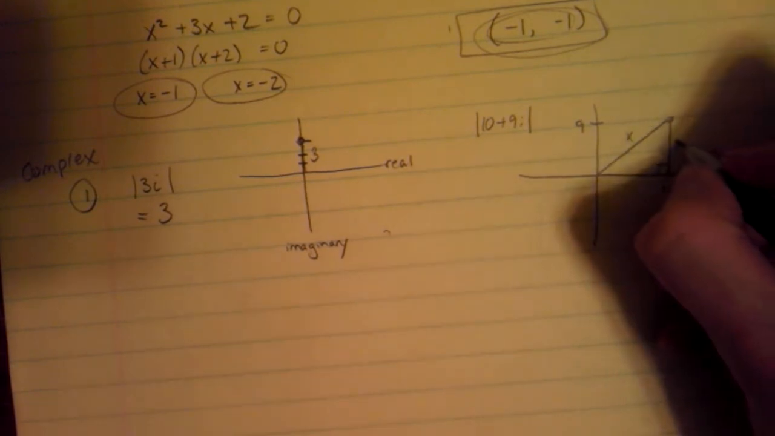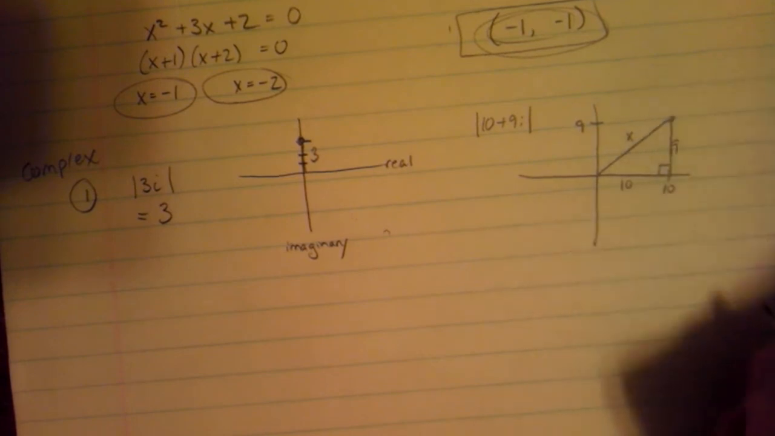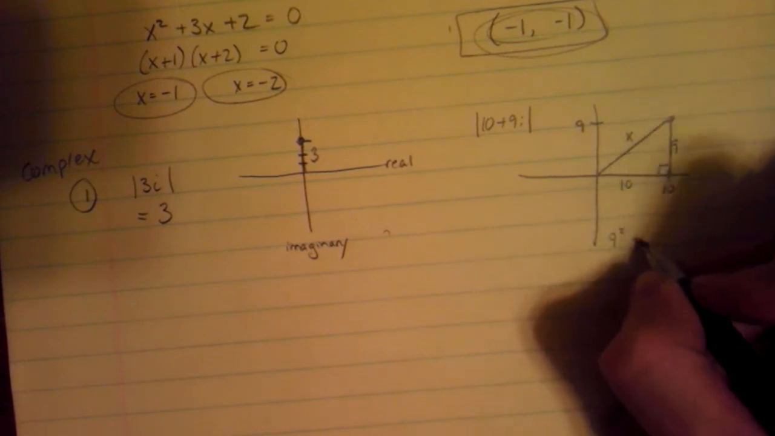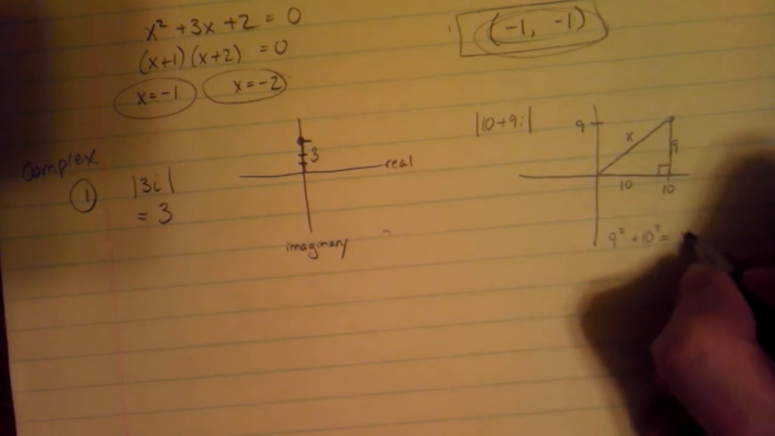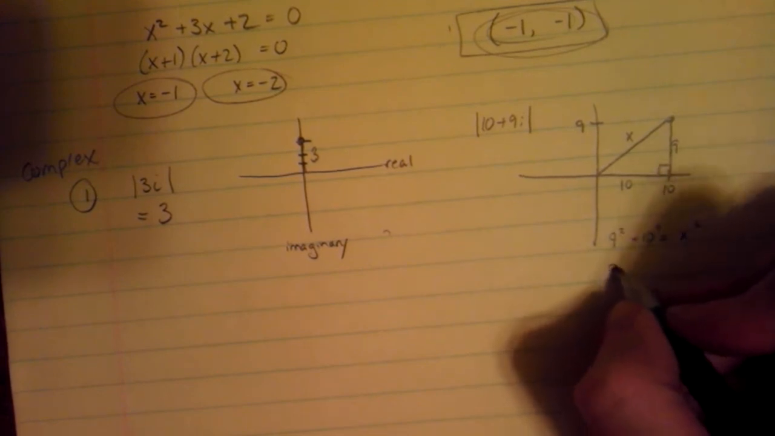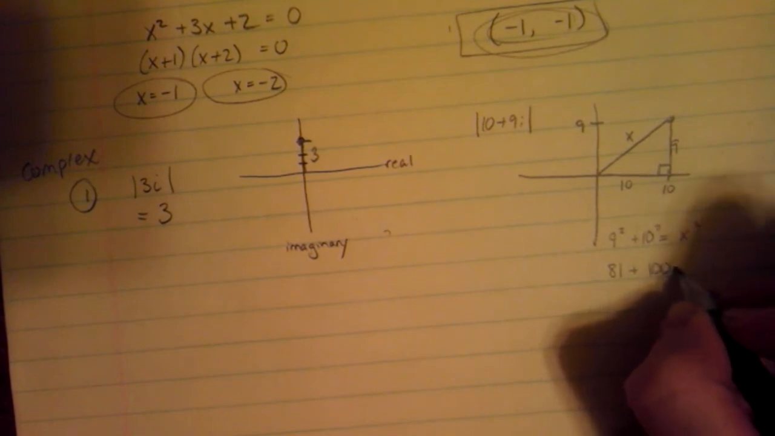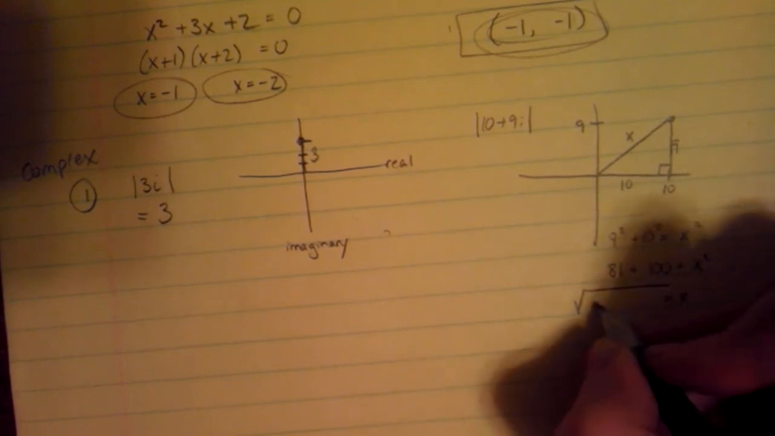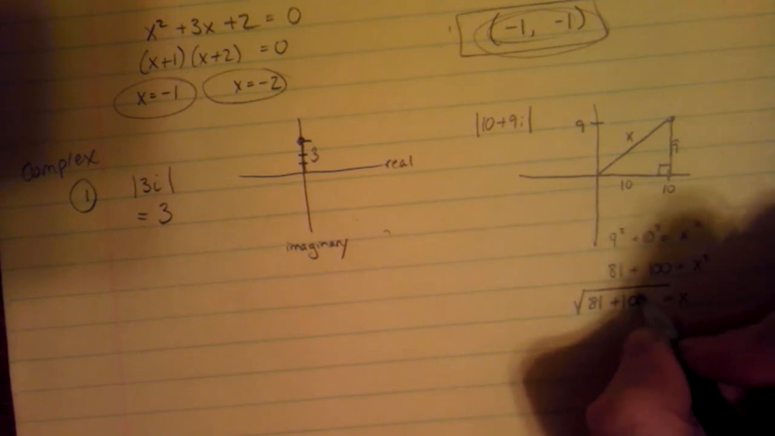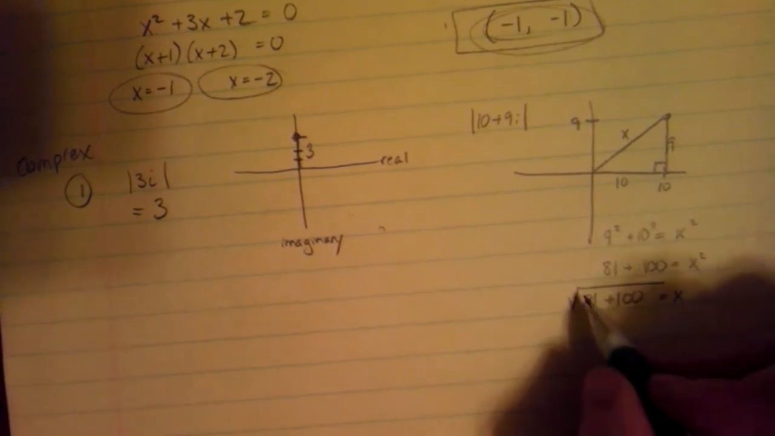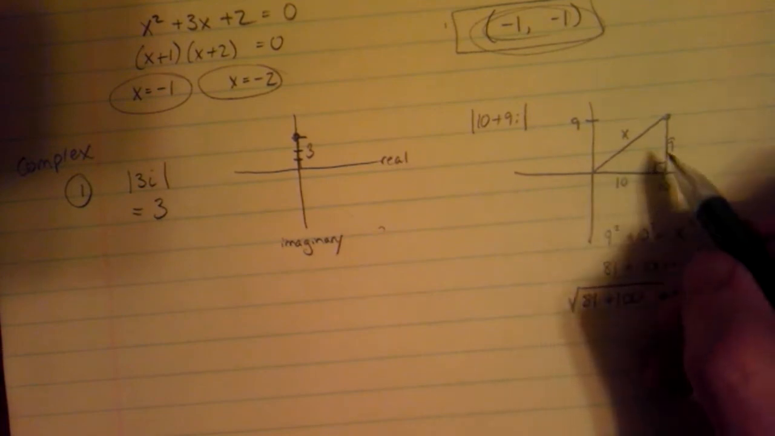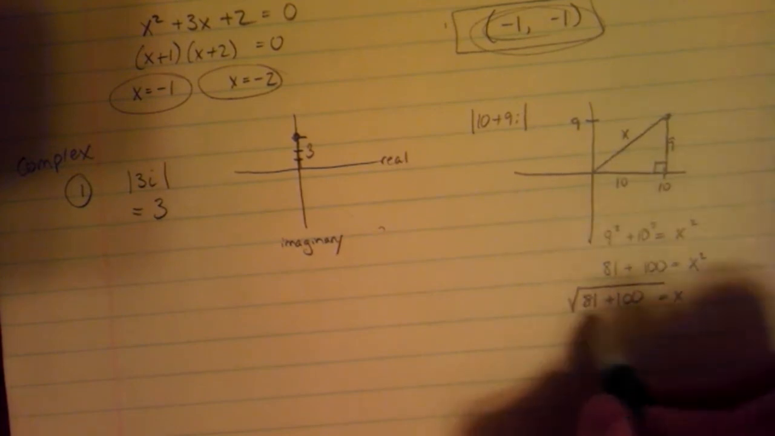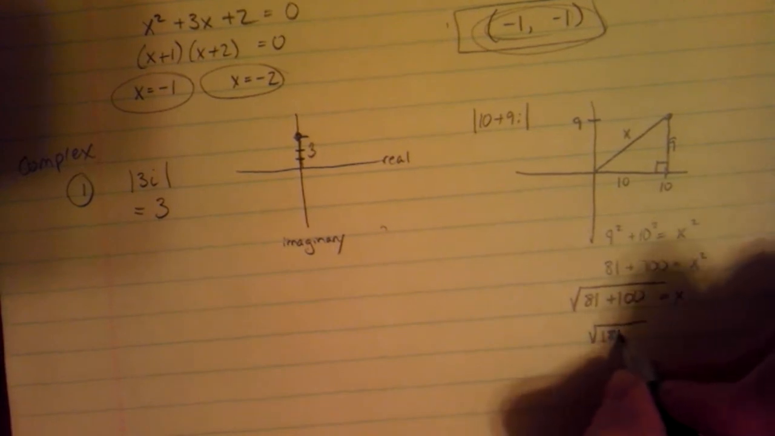So the height here would be 9, the base would be 10, and then the Pythagorean theorem, 9 squared plus 10 squared would equal x squared. So 81 plus 100 would equal x squared. So then x would be the square root of 81 plus 100. And I can ignore the fact that this has two solutions, a positive and a negative, because I'm measuring distance. Distance can't be negative, so I'm just going to have one solution here, the square root of 181.